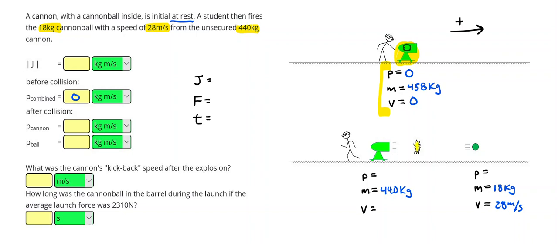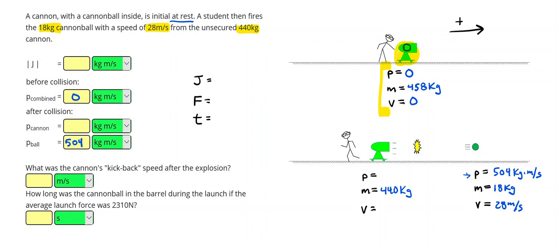Alright, just looking at places where I know two of those three quantities, it looks like I can start right here. And I can do p equals m times v, or 18 times 28 gives me a momentum of 504 kilogram meters per second. Oops, I got that in the wrong spot. So 504 kilogram meters per second right there.